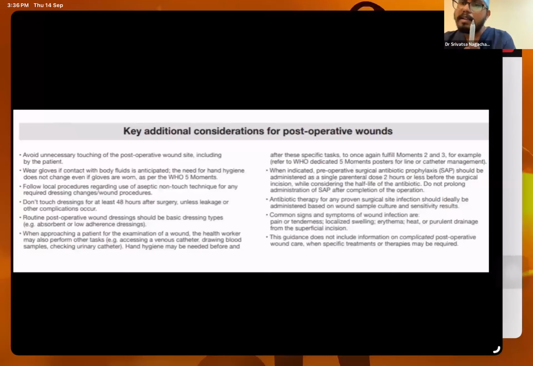And don't touch the dressing the surgeon has done for at least 48 hours, unless there is a leakage or soakage. And routine post-operative wound dressing should be a basic dressing type, like an absorbent or low adherence dressing.